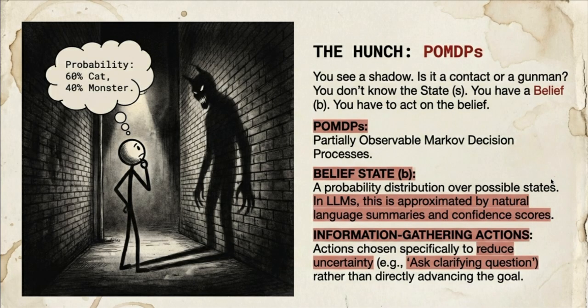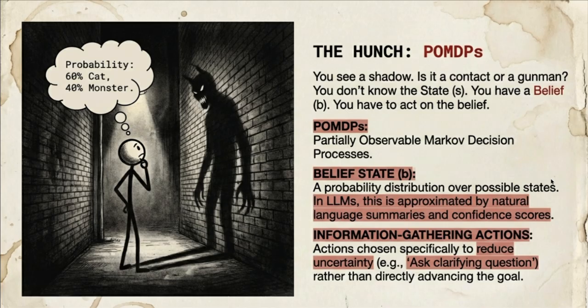To handle this ambiguity, we use a concept called partially observable Markov decision processes, or POMDPs. Imagine you see a shadow in a dark alley. Is it a contact you need to meet or is it a gunman? You do not know the actual state for sure. You only have a belief, which is a probability distribution over the possible states.